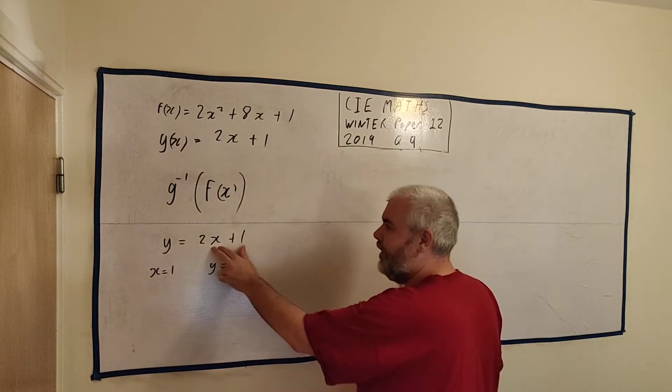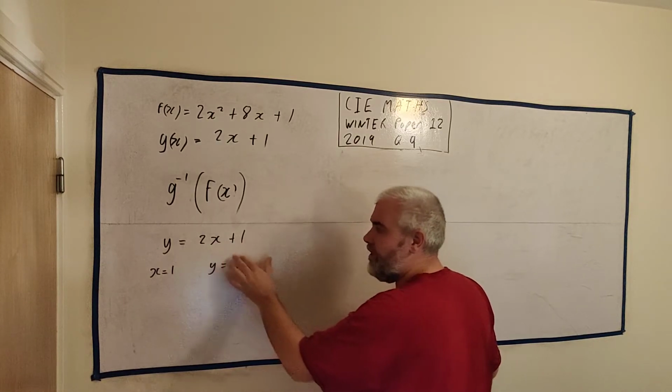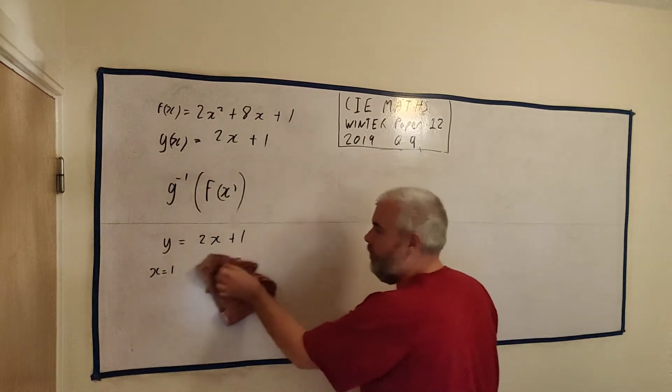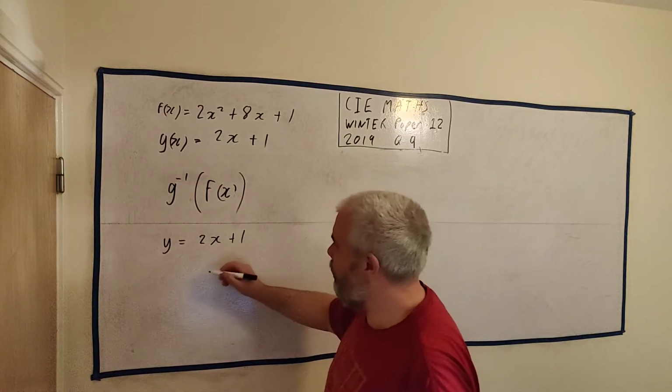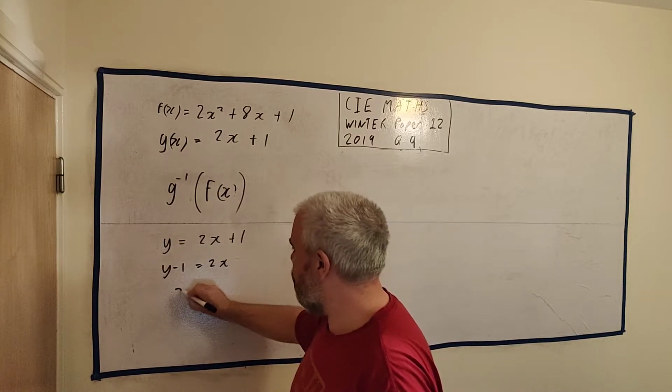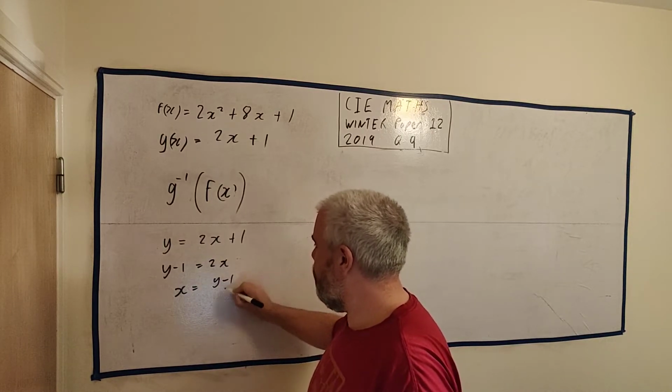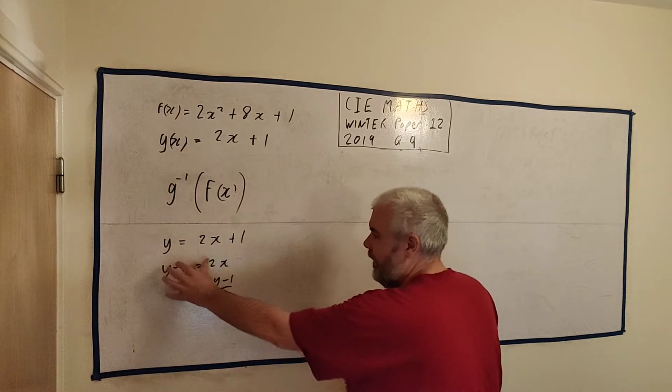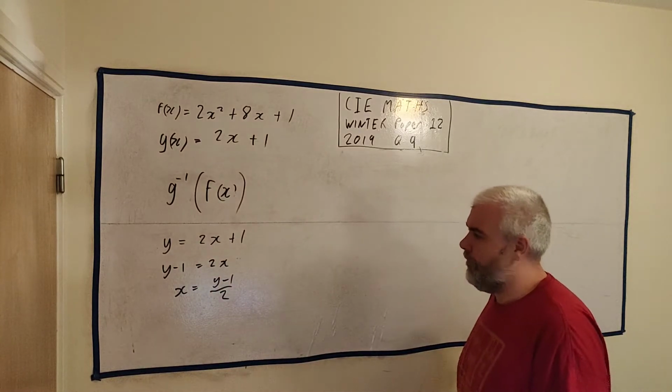Really, it's as simple as rearranging this equation to get x on its own. So let's rearrange this. I'll get y minus 1 is equal to 2x. So I'll get x is equal to (y minus 1) over 2. I just switched sides there in the middle. Hope that didn't confuse you.